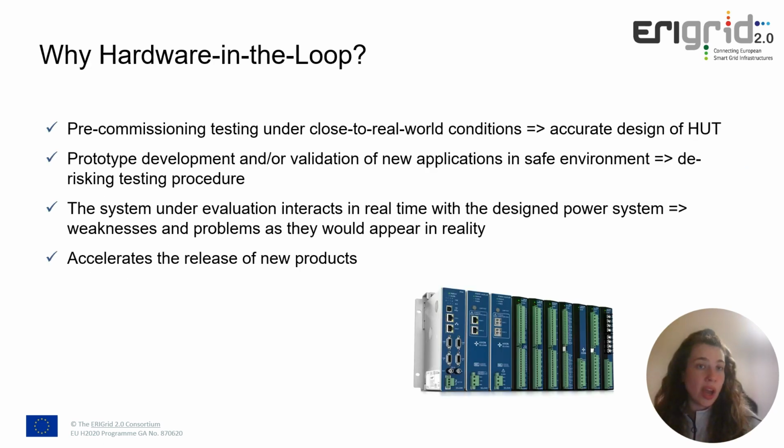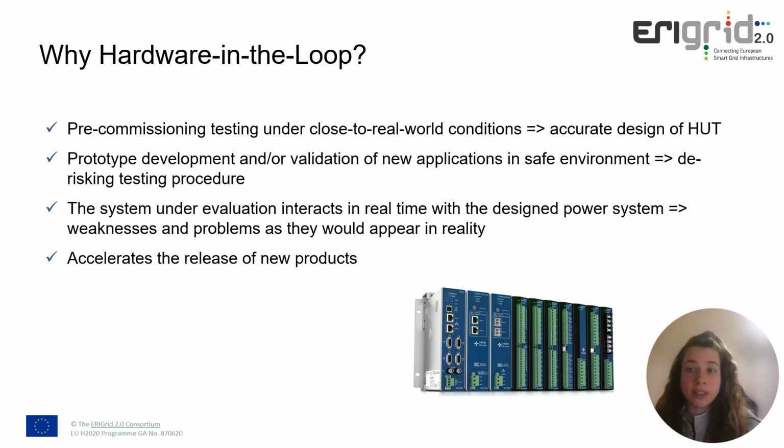Why choose the hardware in the loop validation method over the conventional methods? Here we will see a set of advantages, and they are not only limited to those mentioned here. HIL enables testing of the hardware under test in conditions that closely resemble real-world environments, allowing for more accurate and reliable designs before field deployment. It also provides a controlled and safe environment for the development and validation of new applications that significantly reduces the risks associated with physical testing.